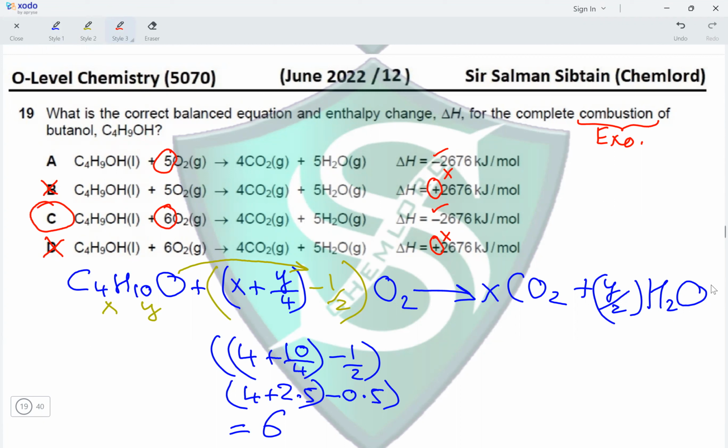But let's look at the values of X and Y upon 2. X is 4, so we have 4 here, and Y upon 2 is 10 upon 2, which is 5, and we have got 5 over here. So option C is definitely the correct option for this question.